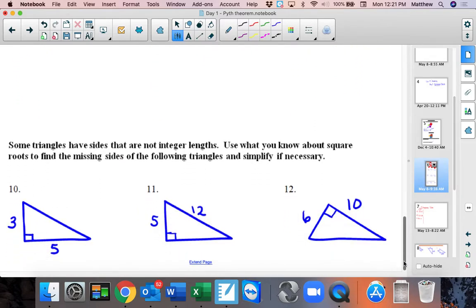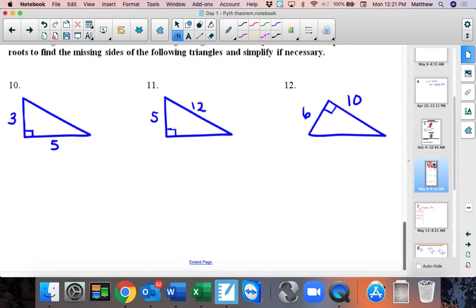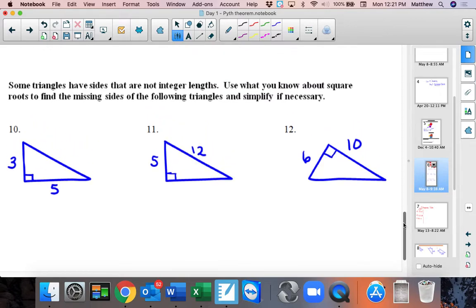And look at the bottom here. Some triangles have sides that are not integer lengths. So we're going to use what we know about simplifying radicals, if we can. So over here, same strategy. There's my right angle, straight across C. So I know that 3 squared plus 5 squared equals C squared. Well, this is 9 plus 25 equals 34. I'm sorry, it does equal 34. It equals C squared. So C squared equals 34.